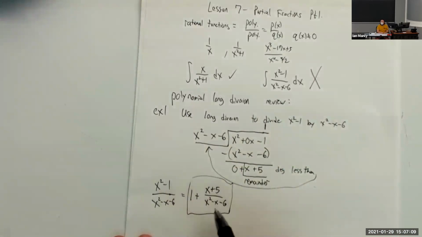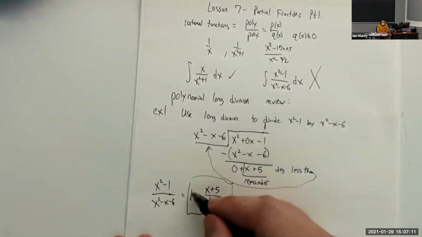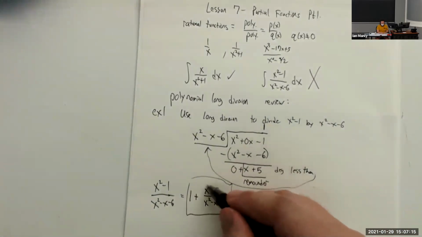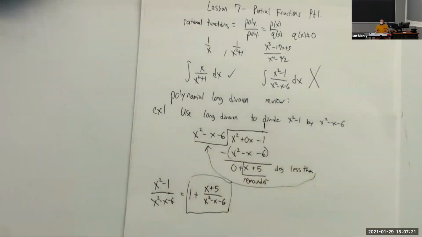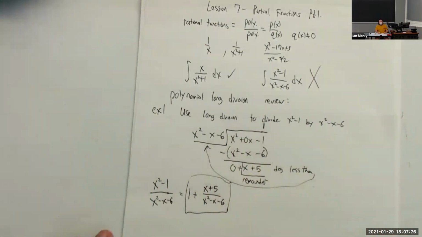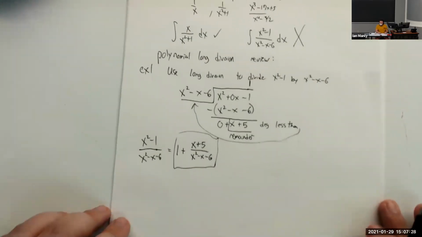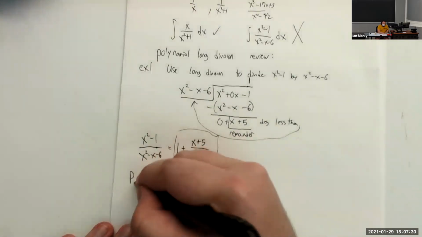And this way is going to be the way that we prefer because, well, we know how to integrate 1. That's not going to be too hard. And then this has a lower degree than the bottom, and that will always be the case for these remainders. So then we can use partial fractions, which I'll explain in a little bit. All right, so that's a brief review of polynomial long division. So I want you guys to review it too, since we're going to be using it.